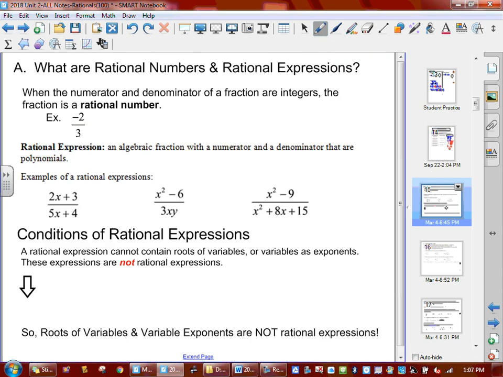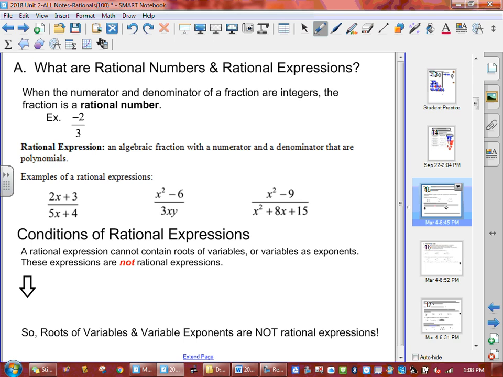Okay, so we want to know what rational numbers are, what rational expressions are. So we're going to be dealing with rational expressions that create equivalents. When a numerator and denominator of fractions are integers, so positive or negative numbers, you have a rational number. So anytime you have a fraction, it's considered a rational number. Okay? Now, irrational numbers are the non-perfect square roots, or the run-on decimals, like pi, or base e. They are irrational.